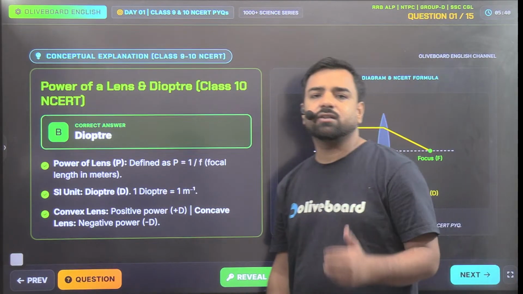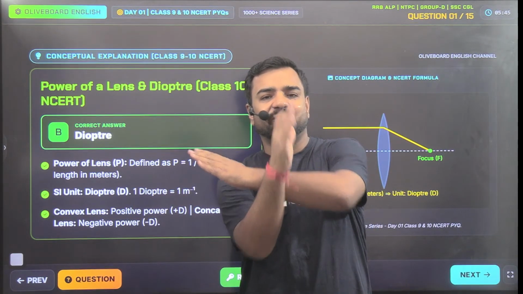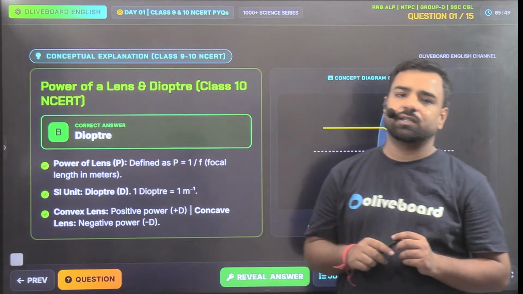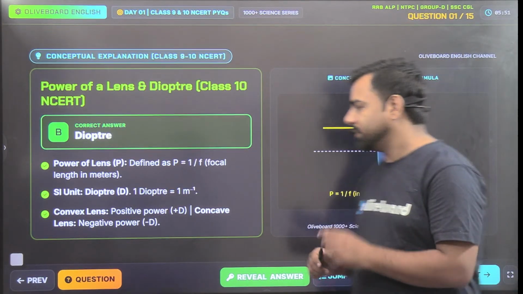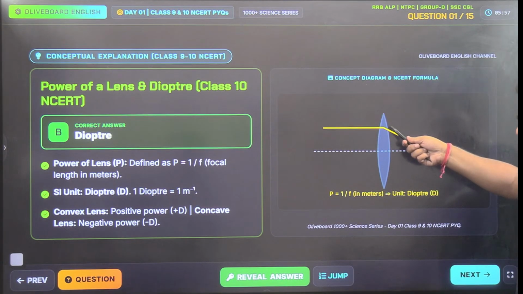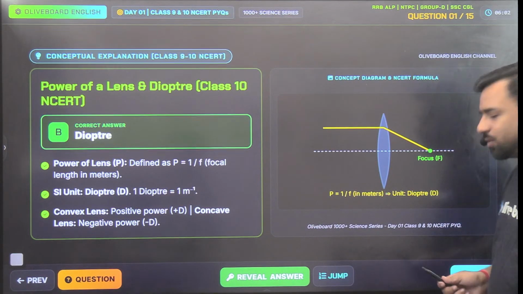I have a trick here also. In convex you'll find an X; just tilt it and it will become a plus, positive. So for a convex lens, it's always positive power, and for a concave lens, it's always negative power. This is actually a convex lens because the light ray is getting converged. If it gets diverged, that's a concave lens.